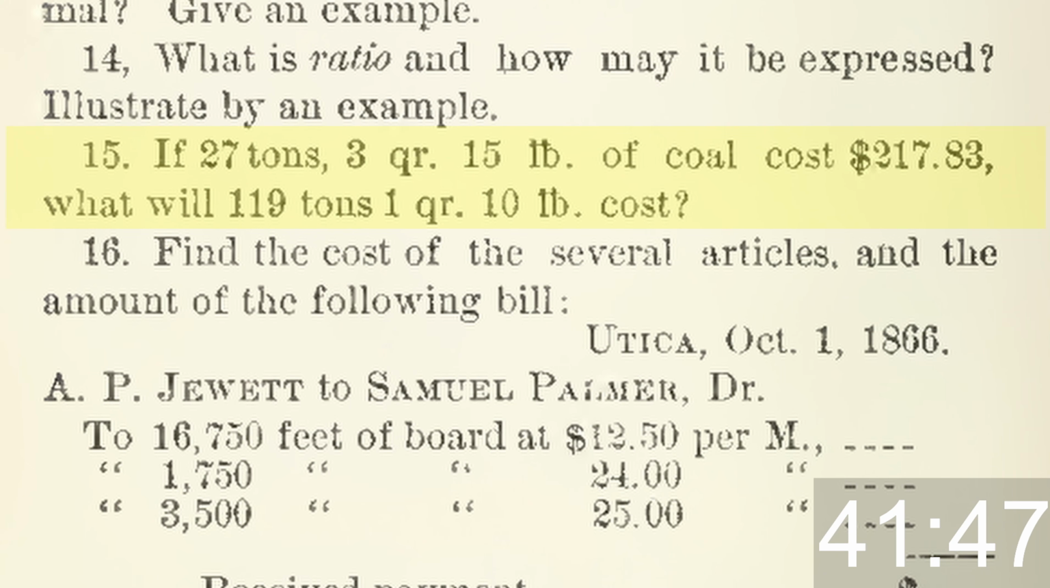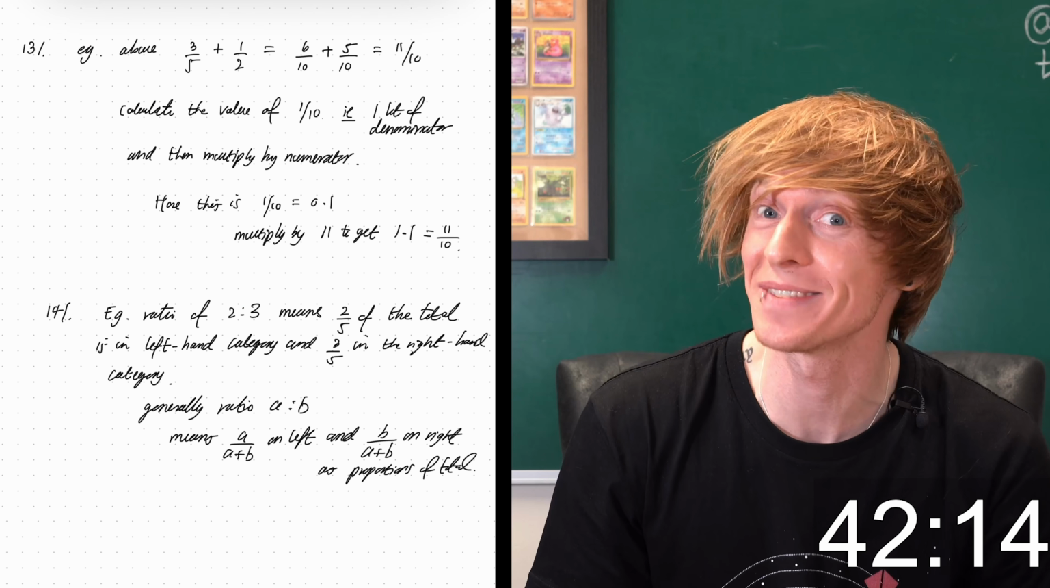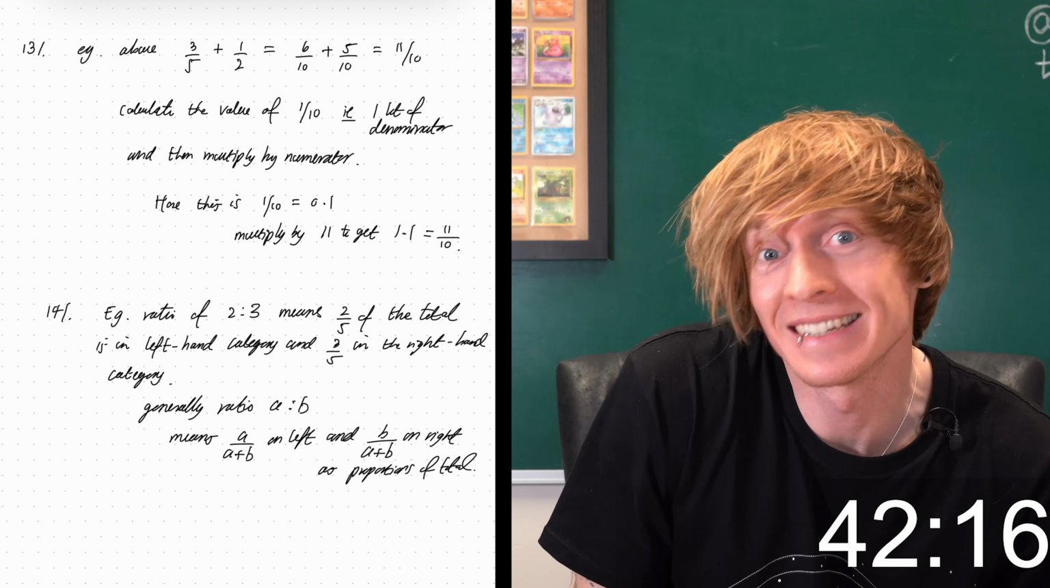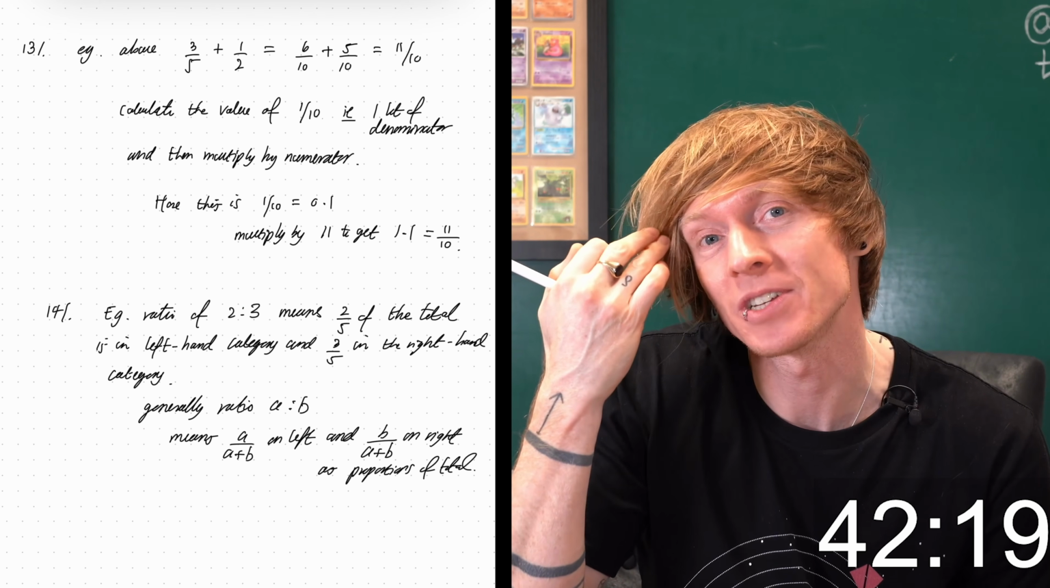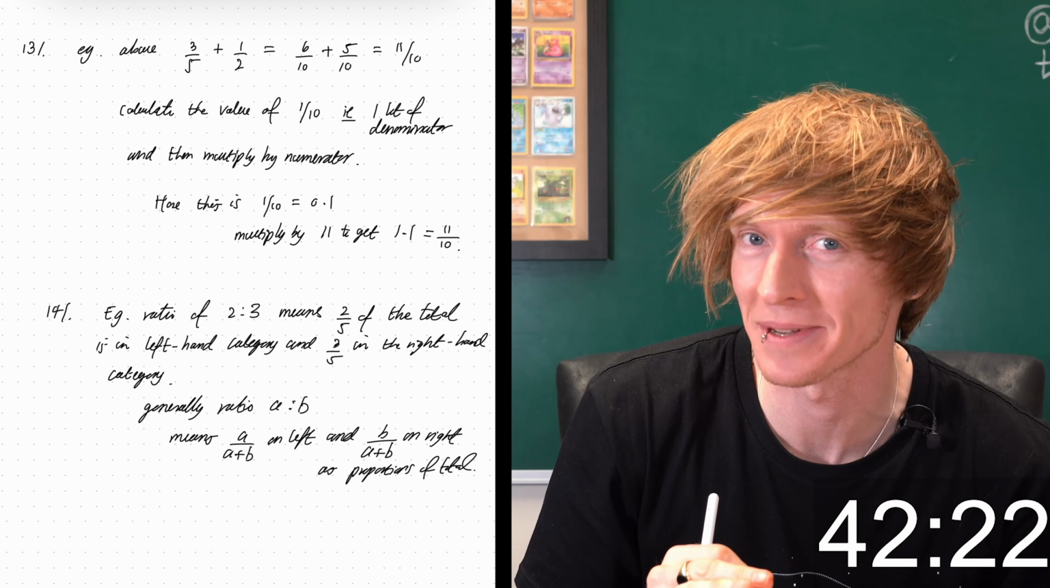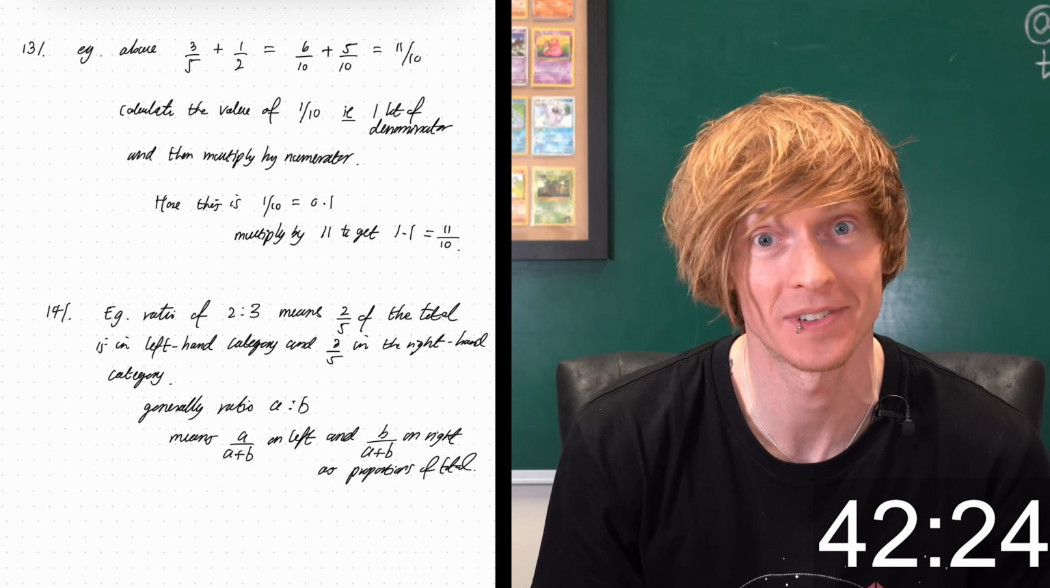15. If 20 units, 27 old school tons, spelt T-O-N-S, 3 QRs, don't know what that is, and 15 pounds, I know what a pound is, 15 lb, of coal, and that costs $217.83. That seems cheap, at least in today's currency. I'm sure there's been a lot of inflation in the last 159 years. And yeah, 159 years now, wow.